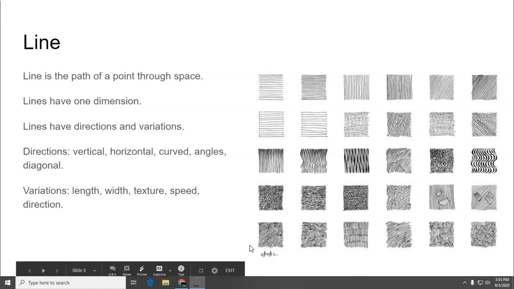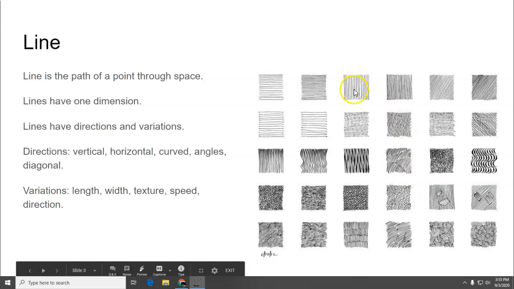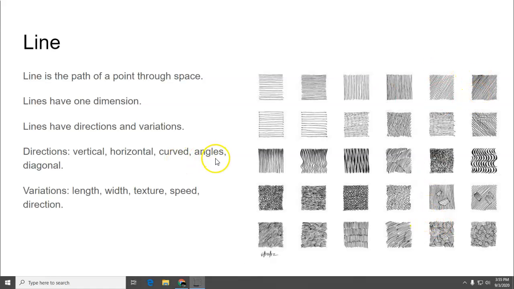Line was the next thing you did. Remember, line is a path of a point through space. It's one of the elements of art. It has one dimension. It has directions and variations. The directions are vertical, which is straight up and down, horizontal, side to side, curves, like these are curves, angles, these would be angles, and diagonal. The variations are length, width, texture, speed, and direction.